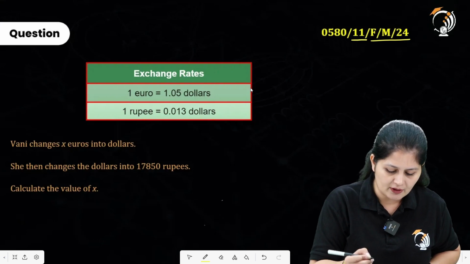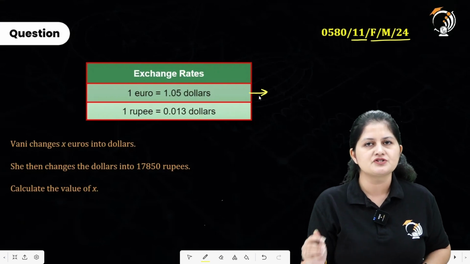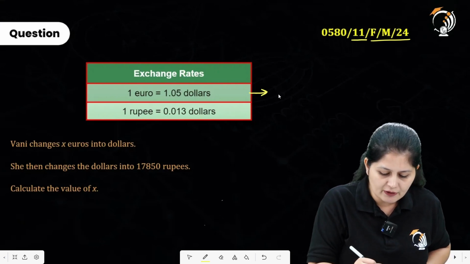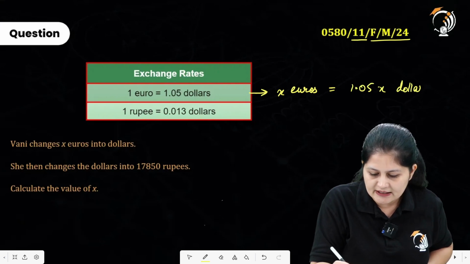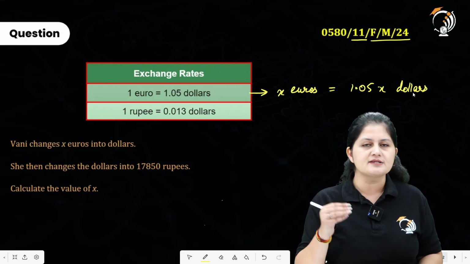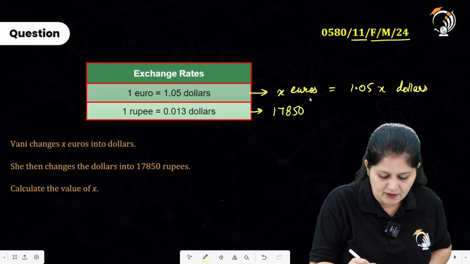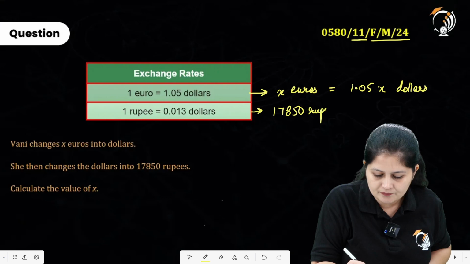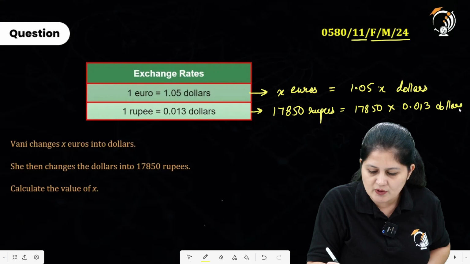So in the first case, it is provided that 1 euro is equal to $1.05, correct? So clearly, X euros will be equal to 1.05 X dollars. Now further, it is provided that 1 rupee is equal to $0.013. So 17850 rupees will be equal to 17850 multiplied by $0.013.